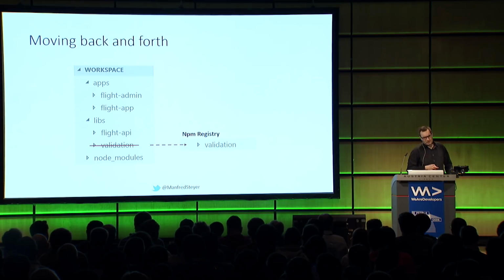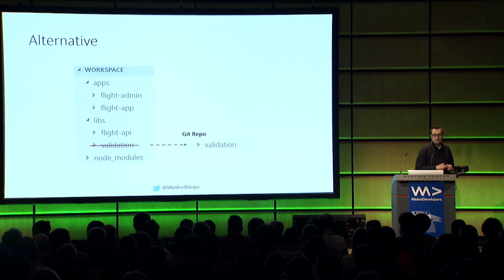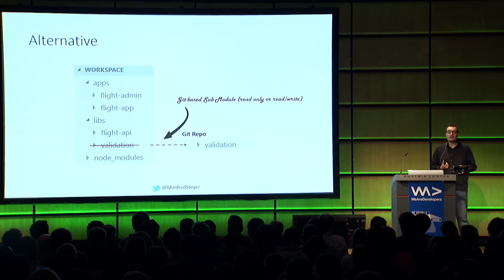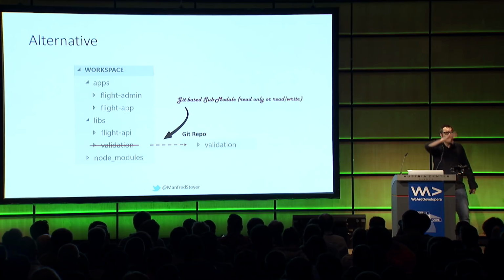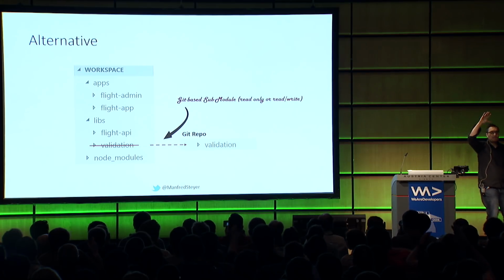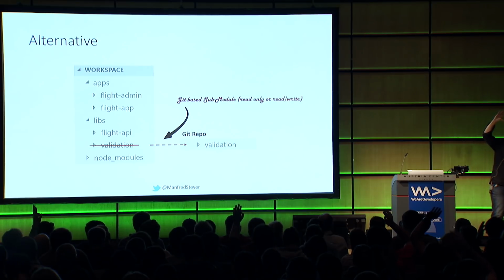When you say, hey, I don't like this idea, I don't want to have an own NPM registry for my company, then you could also go with a Git repository. You could use something like Git submodules. It is, if you ask me, a lesser known feature of Git. Who has used submodules so far? Oh, pretty much of you, cool.